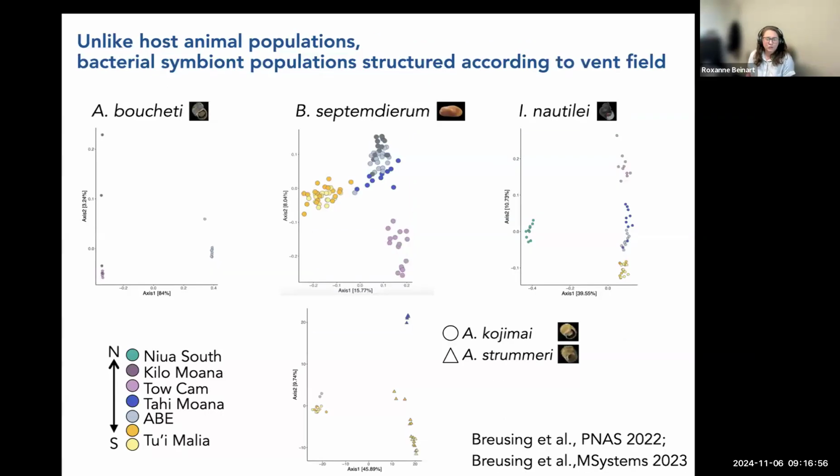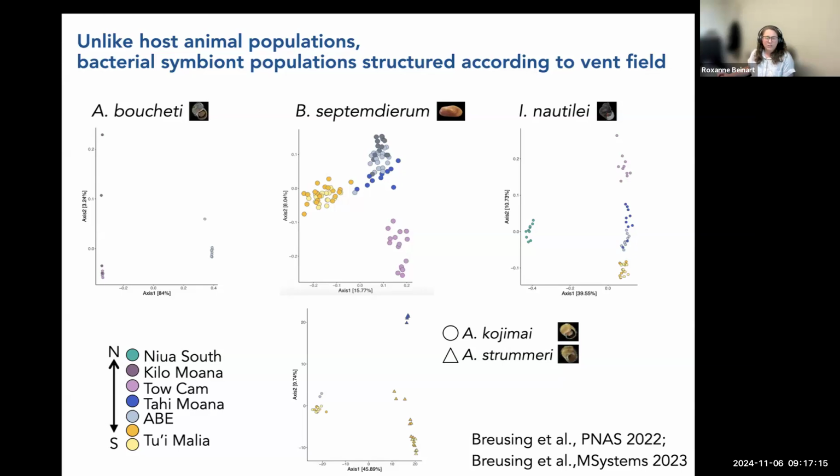However, when we look at the structure of the bacterial symbionts, according to vent field, we actually see that there are clusters or strains according to each vent field. So again, what you're seeing is individual snails on each of these, or mussels on each of these plots, colored by the vent field that they came from.